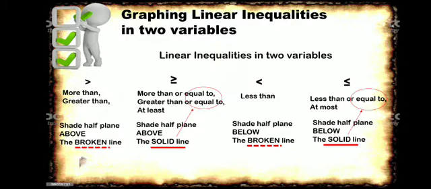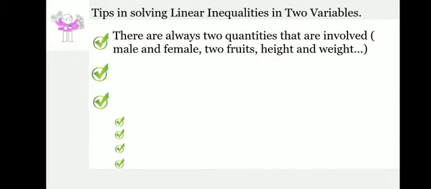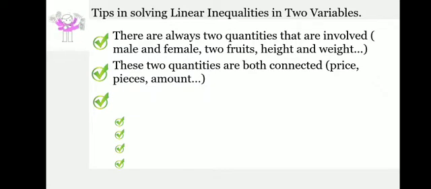Again, kung wala ka pang screenshot ng part na to, paki-screenshot po kasi makakatulong ito ng malaki sa inyong pag-shade ng portion. Now, for this week the topic is application. So, ano-ano nga ba ang tips na kailangan natin sa linear inequalities in two variables? Una, tandaan natin na laging may dalawang involved na quantity, pwedeng lalaki, babae, dalawang klase ng prutas, dalawang klase ng ticket, pwedeng height at saka weight. Tapos, yung dalawang yun, may connection sa isa't isa, pwedeng tungkol sa presyo nila, tungkol sa piraso, tungkol sa gaano kadami. Ayun yung nagko-connect sa kanilang dalawa.